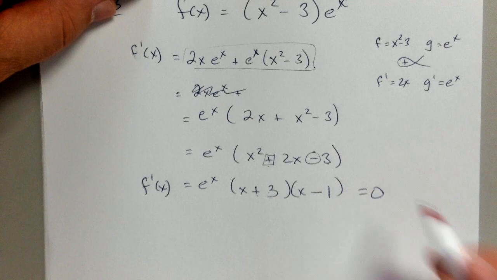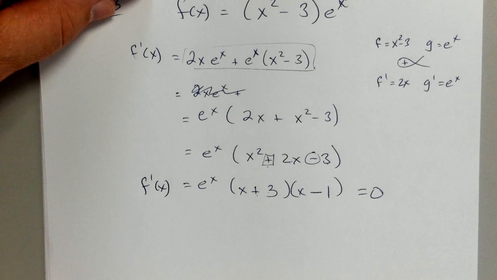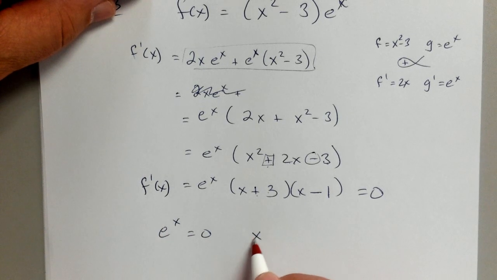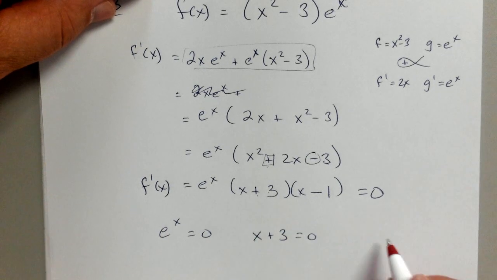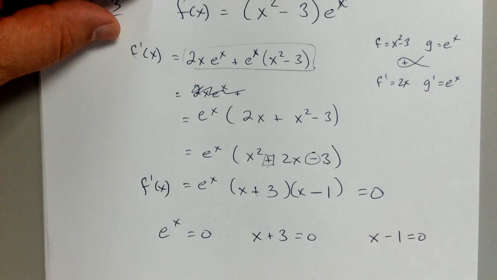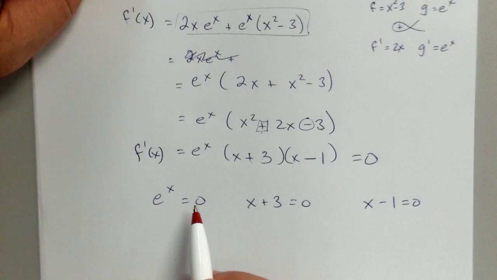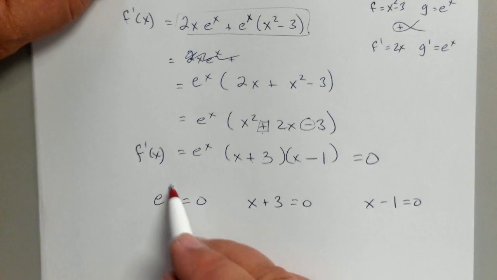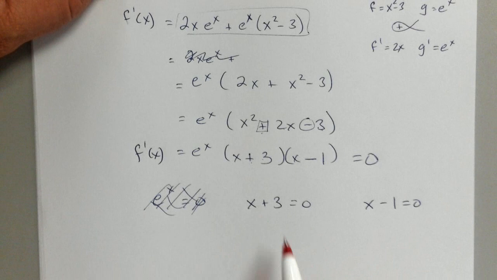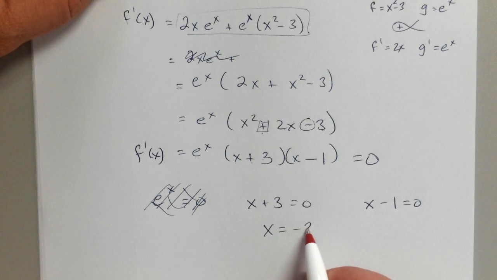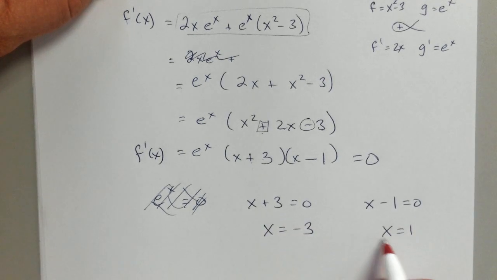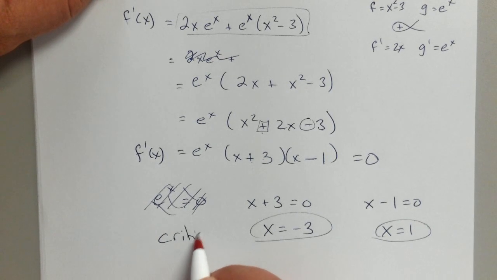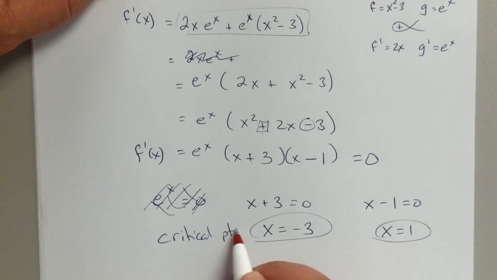Now we set this equal to 0. Take each of these terms, set them equal to 0. Can e to the power x ever equal 0? No, that doesn't get us anywhere. So x equals negative 3, x equals 1. Those are my critical values. Critical points.